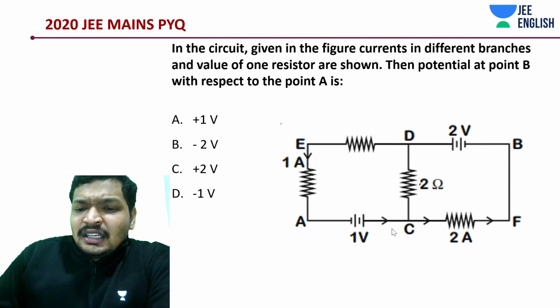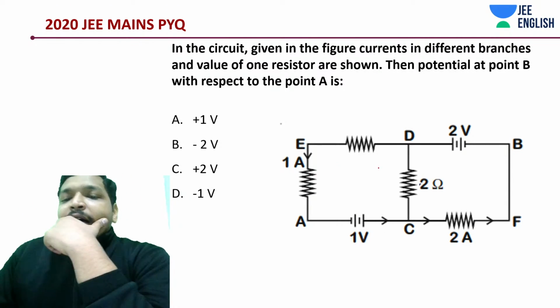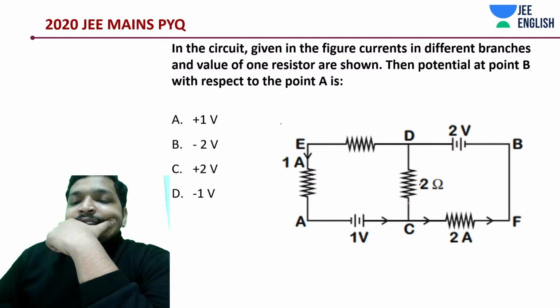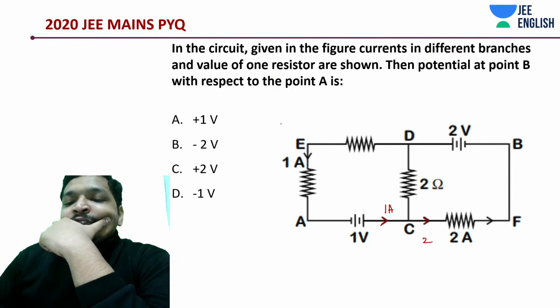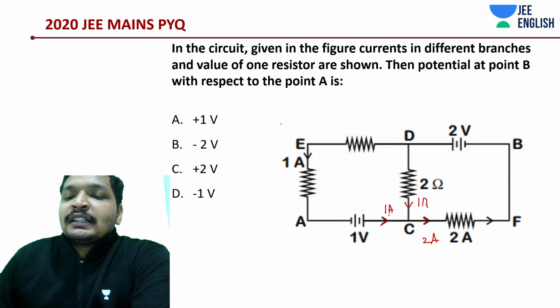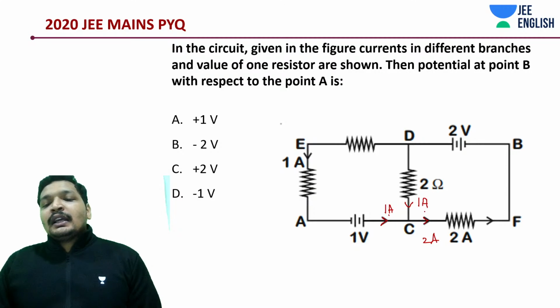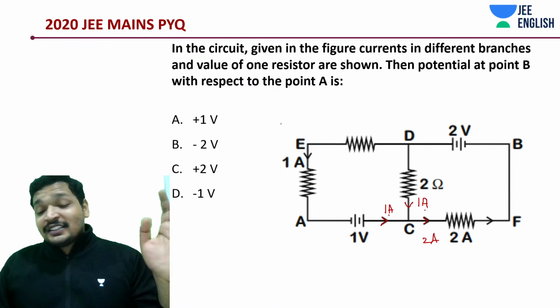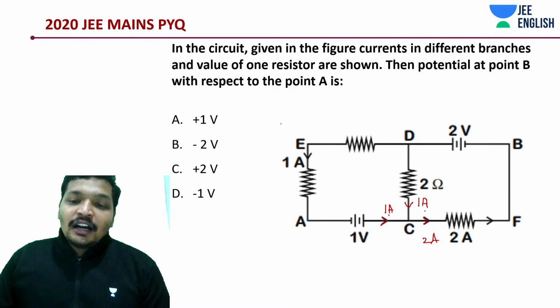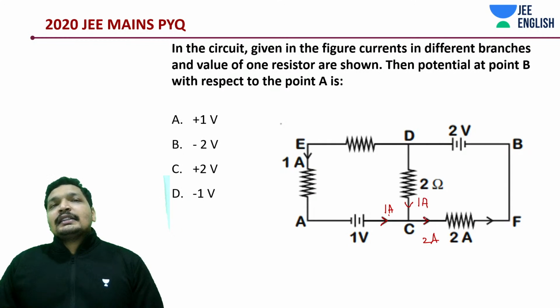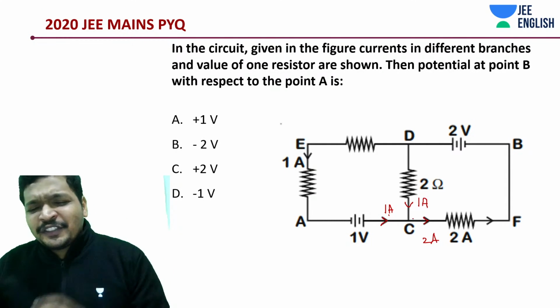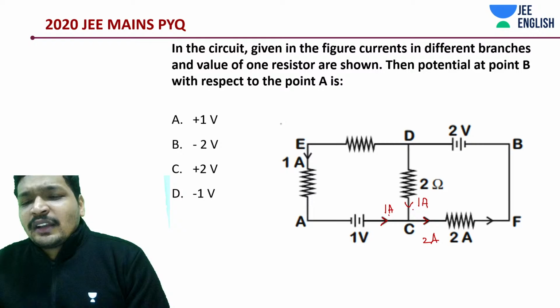See, what I have told you is, here it is 1 ampere, so here also it is 1 ampere. Here it is 2 ampere, here also it is 2 ampere. So 2 ampere is exiting, 1 ampere is entering. Where did the other 1 ampere go? Nowhere else. From the Kirchhoff junction law, the Kirchhoff current law, KCL, it should be 1 ampere.